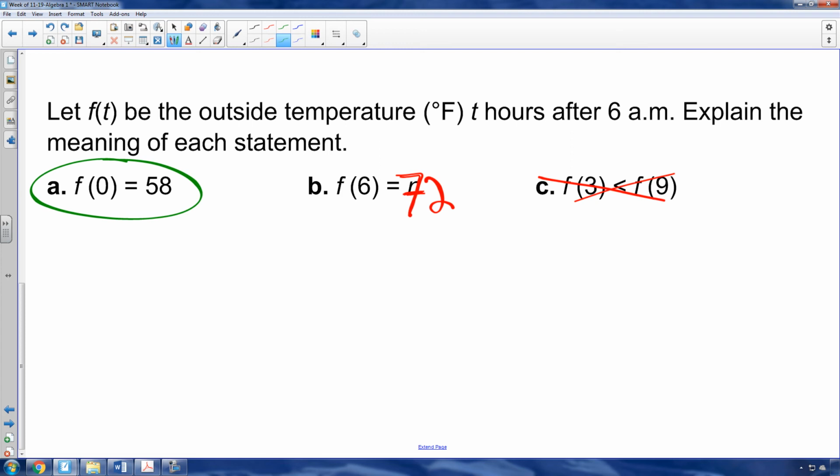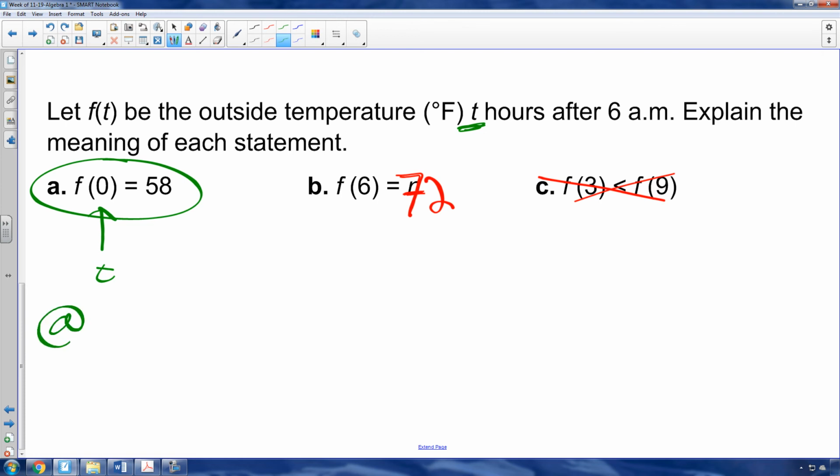The function f of 0 equals 58. What does that mean in the context of this word problem? So t is the number of hours since 6 a.m. So how many hours has it been since 6 a.m. according to what I circled in green? It's been 0 hours, hasn't it? This is t. So it's been 0 hours since 6 a.m.